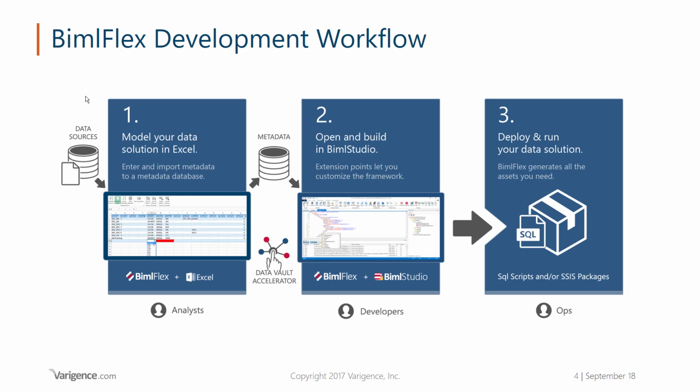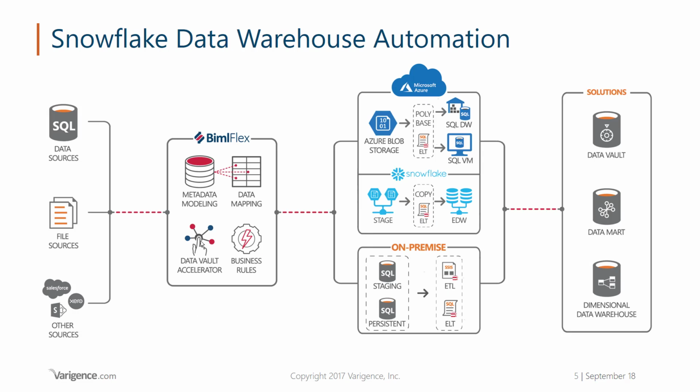We're going to bring in some source metadata. That metadata gets published to a metadata repository in the back end. And then from that metadata repository, we're going to pull that metadata into Biml Studio and build out the Snowflake code. It's really as simple as that. But first, let's look at how BimlFlex works and how we're going to get the data into Snowflake.